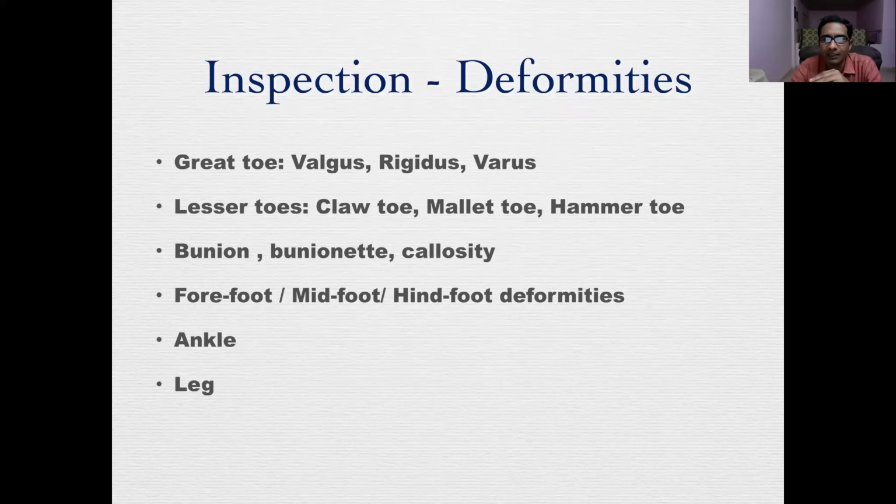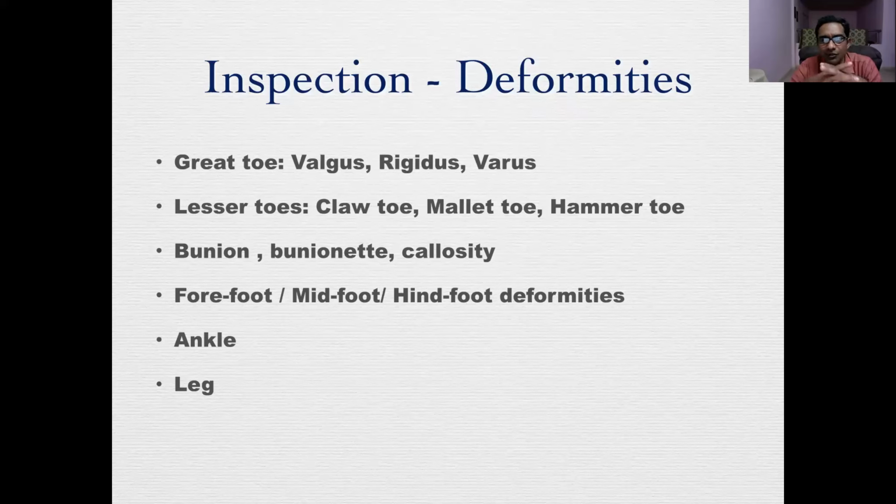A bunion is on the greater toe, that is on the first MTP joint. If you have a soft tissue swelling, that's a bunion. A similar swelling on the fifth side is called a bunionette. A Taylor's bursitis, as it used to be called, is a bunionette. Callosity is thickened skin, typically occurring due to friction or weight bearing. So you can describe a callosity.